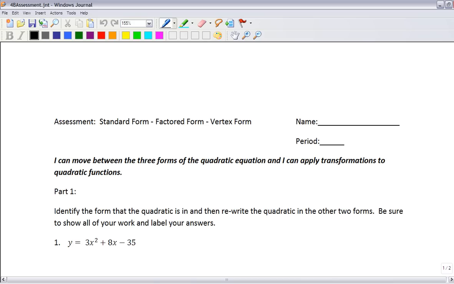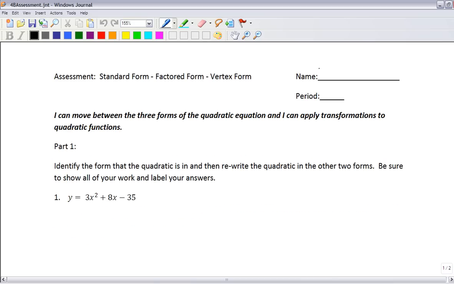Alright, here we go. So here is a key for today's assessment. I know it challenged you, but here you go. Here's how I would reason through it. You're given a quadratic. This one is sitting in standard form. Okay, so I'm going to put it into the other forms.